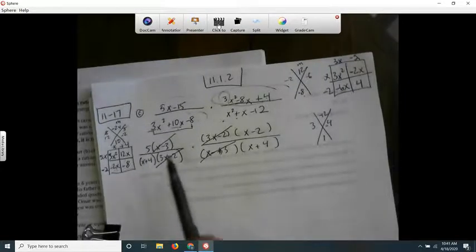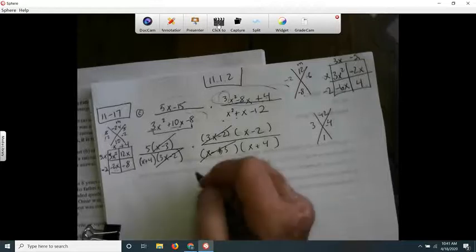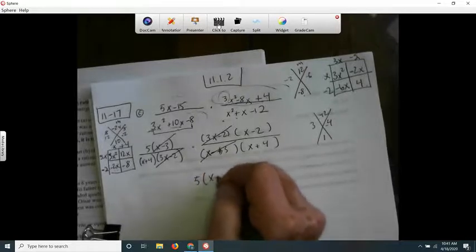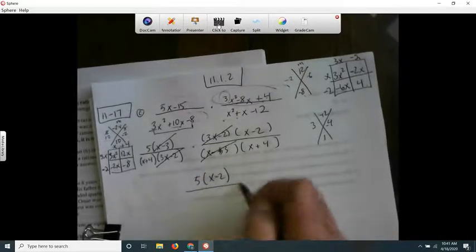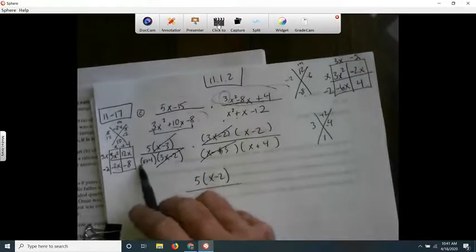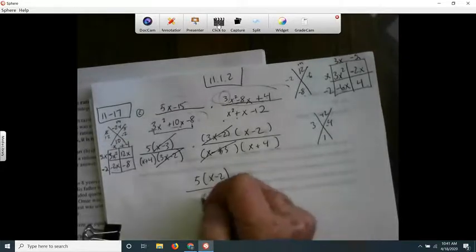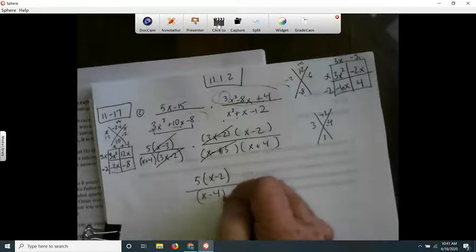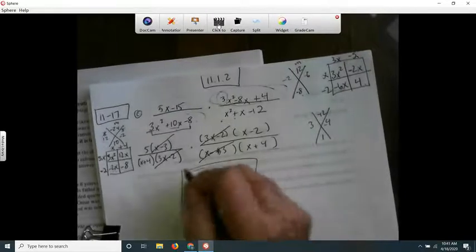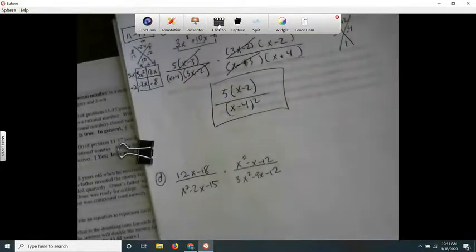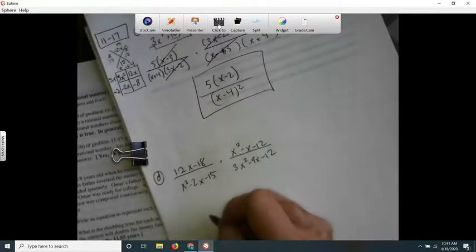Okay, so then I've got 5 times x minus 2 on the top. And then I've got x minus 4 and another x minus 4. That's x minus 4 all squared. Okay, one more. So letter D, going to factor it all out.